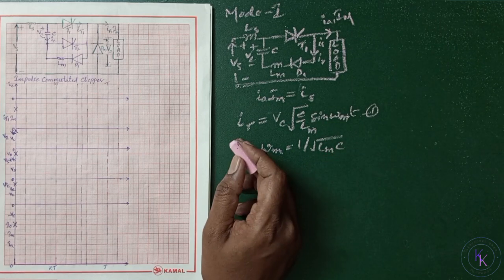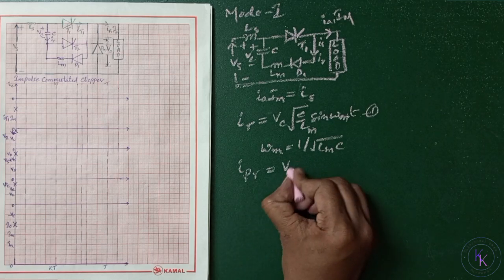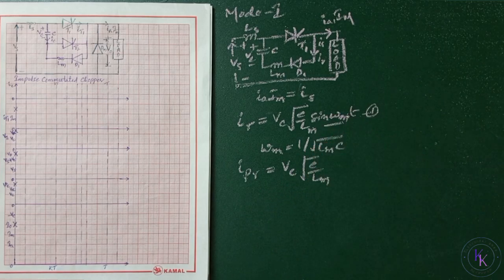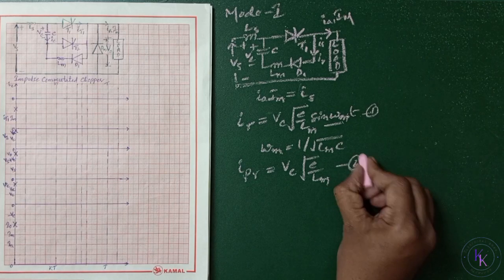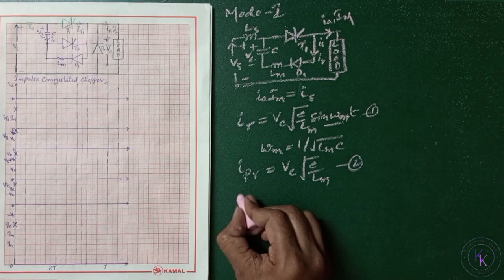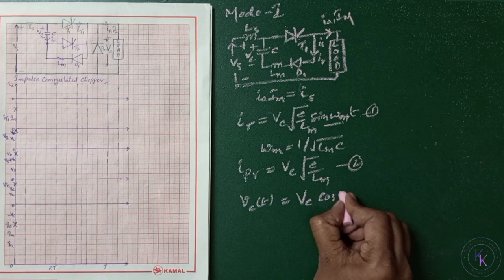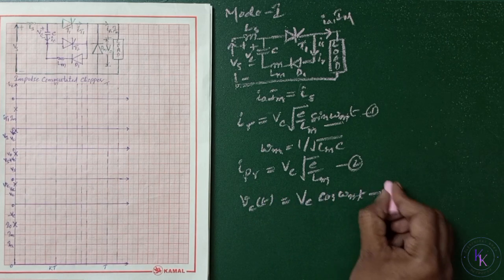Now, the peak value of the resonant reversal current IPR equals Vc square root of C by LM, as the sine omega t maximum value is 1. Let this be equation number 2. Now, the capacitor voltage Vc of t is given by Vc cos omega m t. Let this be equation number 3.